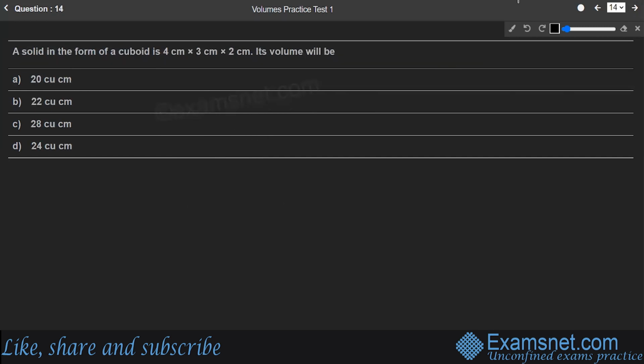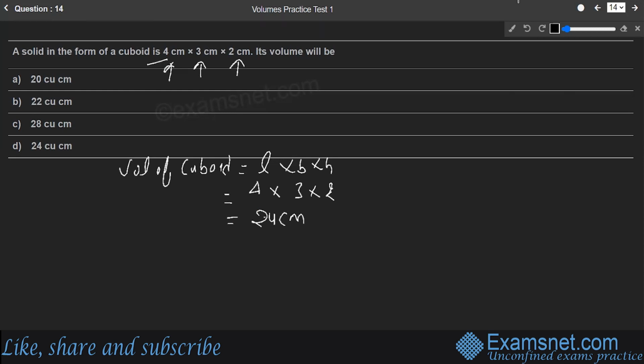Then he says a solid in the form of a cuboid, 4 centimeter cross 3 centimeter cross 2 centimeter, its volume will be what? So let's find out what the volume of a cuboid is. Volume of a cuboid is simply going to be L into B into H, which is 4 cross 3 cross 2. He wants us to calculate the volume, so let us multiply these numbers. 4 cross 3 cross 2, that is going to be 4 3 12, 12 2 24 centimeter cube. So that is the right volume which is available in option number D. It becomes the right answer.